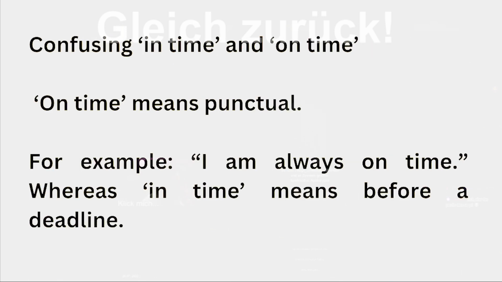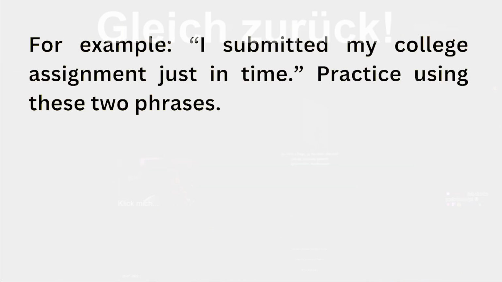Confusing in time and on time. On time means punctual. For example, I am always on time, whereas in time means before a deadline. For example, I submitted my college assignment just in time. Practice using these two phrases.